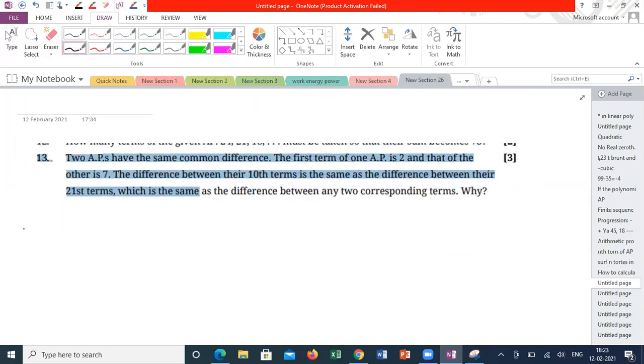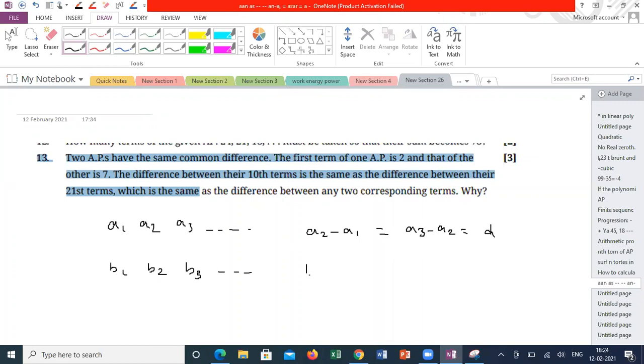Please read the question. What is the given data? First, understanding the given data is important. Two APs. There are two series having the same common difference. What does this mean? Suppose the first AP is A1, A2, A3, for example, and the second AP is B1, B2, B3. Clear what I'm saying? So A2 minus A1 is equal to A3 minus A2, which will be equal to D, and B2 minus B1 or B3 minus B2 is also D.